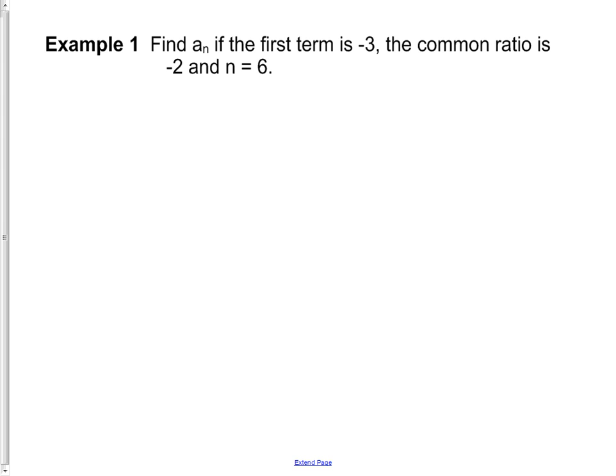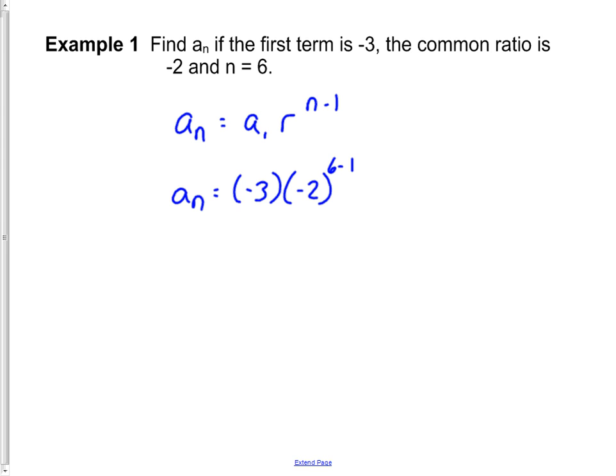Find a sub n if the first term is negative 3, the common ratio is negative 2, and n equals 6. So let's start out with my general formula. A sub n equals a sub 1 r to the n minus 1 power. So writing the equation, a sub n equals, well, the first term is negative 3. R, which is your common ratio, is negative 2, raised to the n, which is 6 minus 1.